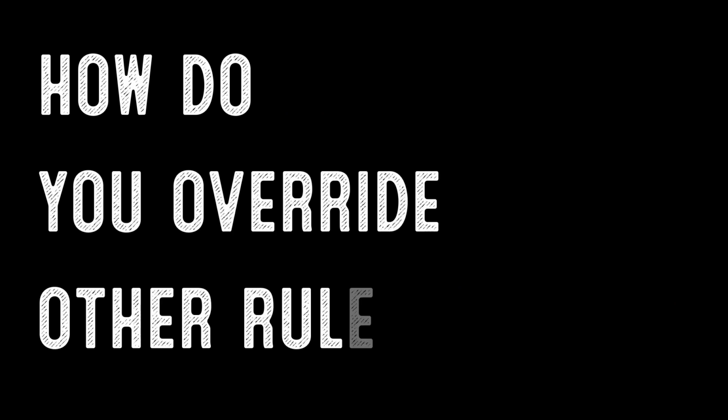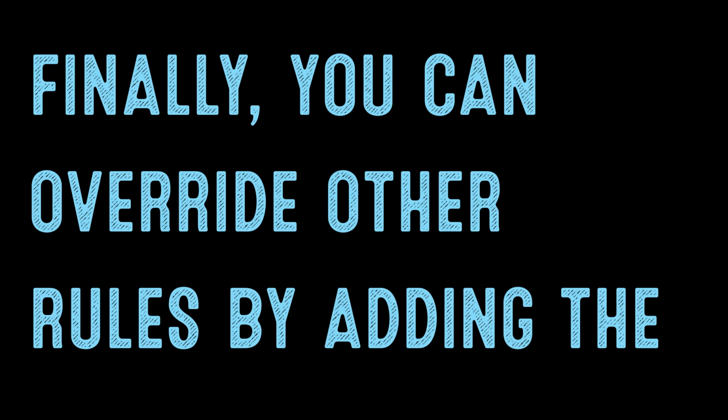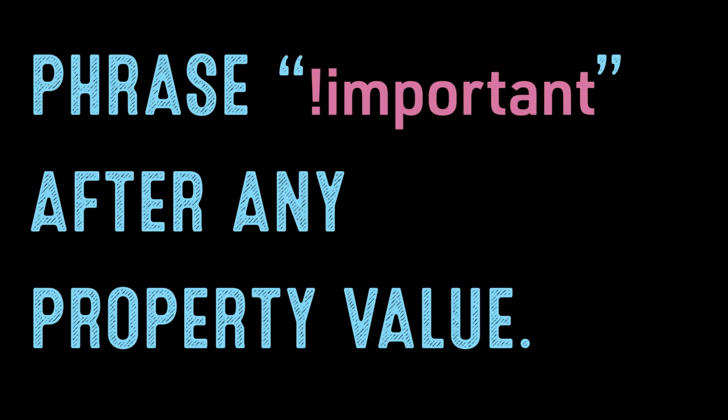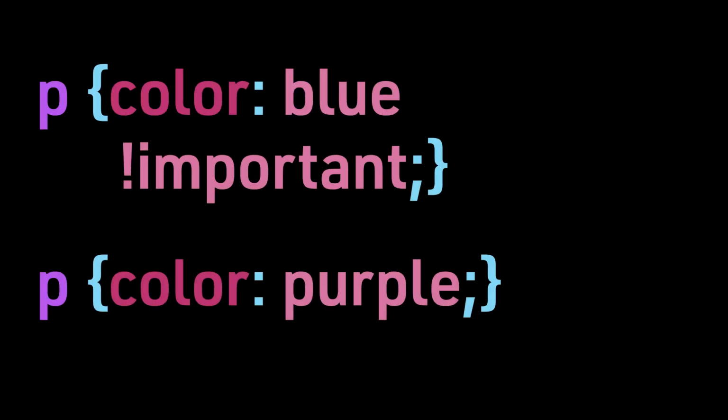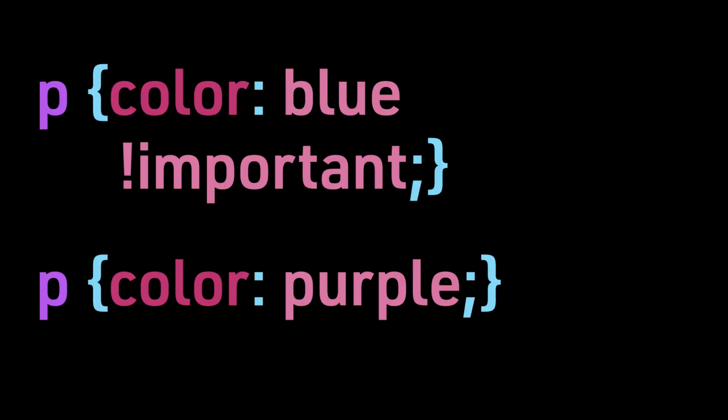How do you override other rules? Finally, you can override other rules by adding the phrase "!important" after any property value. What would be the result? So if we revise our previous example, the paragraph text will be blue, even though the last rule is that the text be purple, because the addition of "!important" makes the rule take precedence.